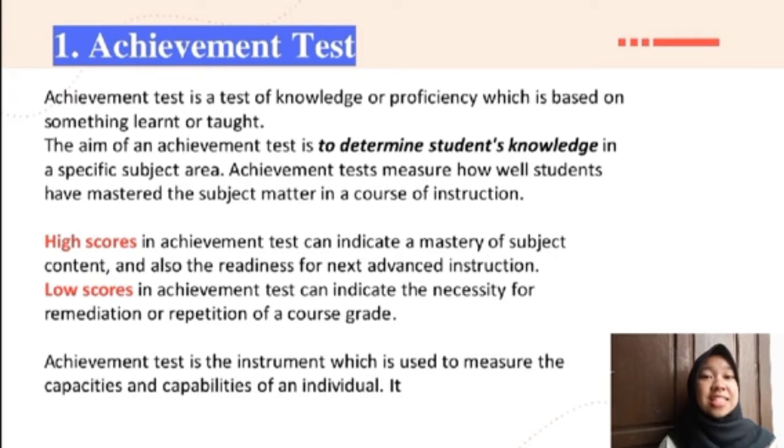High scores in achievement tests can indicate a mastery of subject content and also readiness for next advanced instruction. Low scores in achievement tests can indicate the necessity for remediation or repetition of course grade. So, achievement test is the instrument which is used to measure the capacities and the capabilities of an individual.